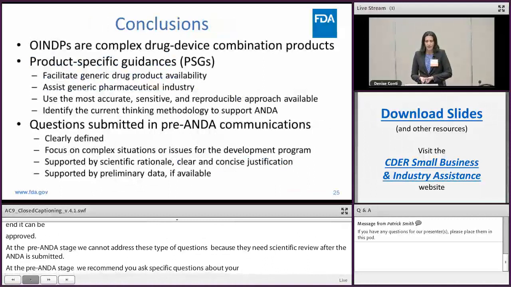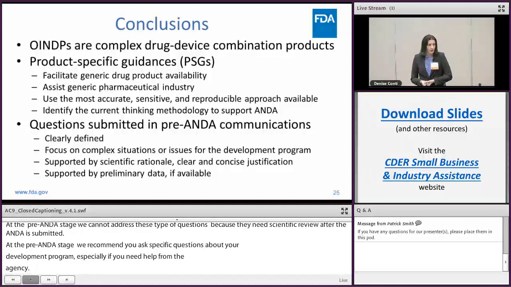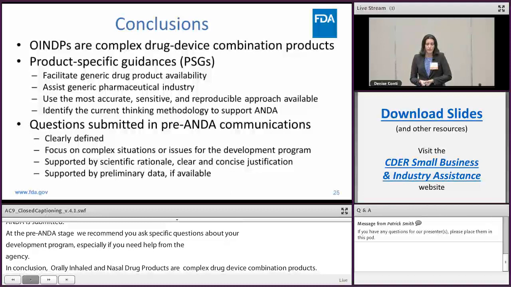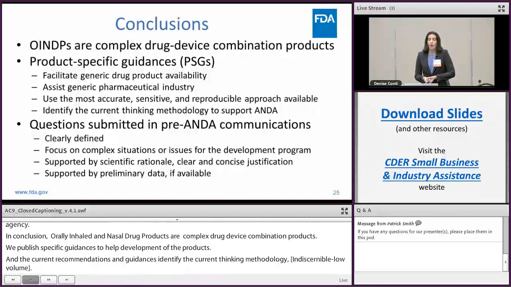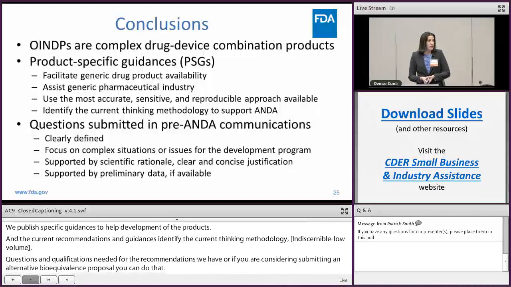So in conclusion, oral inhalation and nasal drug products are complex drug device combination products. We publish product-specific guidances to help development of these products. And the current recommendations in the guidances identify the current thinking, the methodology we believe is the most appropriate to support an application. If there are clarifications needed regarding the recommendations we have, or if you consider submitting an alternative bioequivalence proposal, you can do that. But please clearly identify your questions, focus on complex situations in your development program, provide your rationale and justification, and preliminary data if you have available.